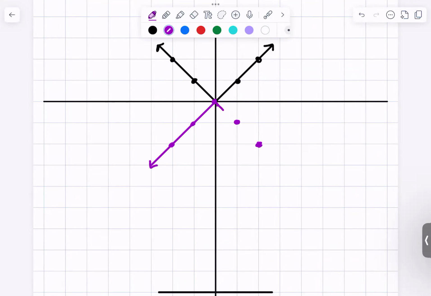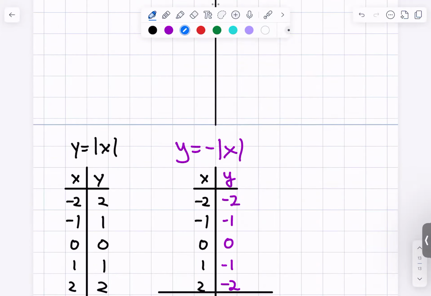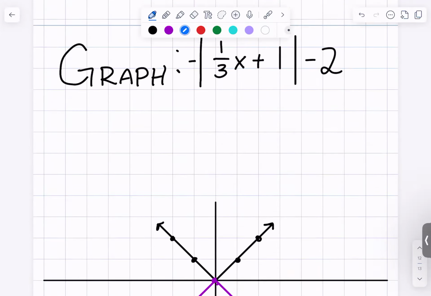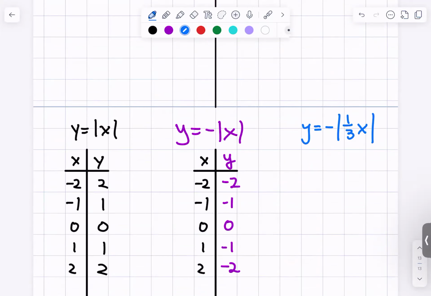Or you can go ahead and look at the points as well and get those values, right? Okay, in blue, it's going to be a horizontal stretch by a factor of 3. So that's y equals negative absolute value of 1/3 x. Now, if it's a horizontal stretch by a factor of 3, what's changing, my x's or my y's? My x's are changing, right?